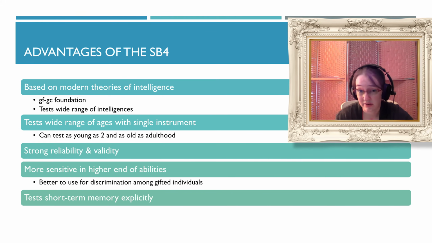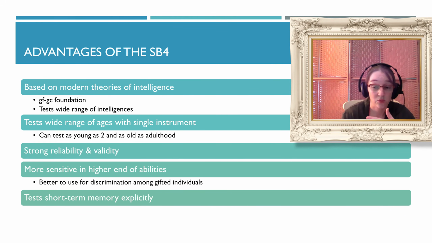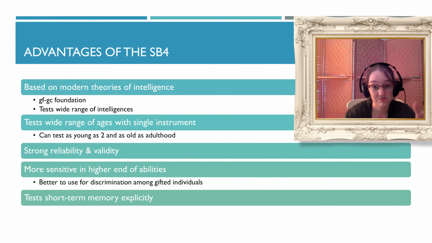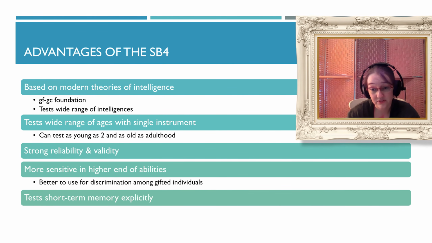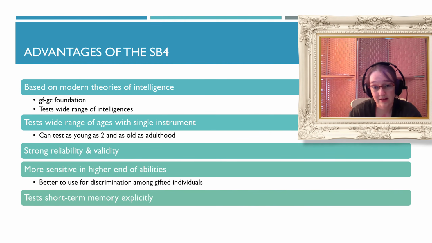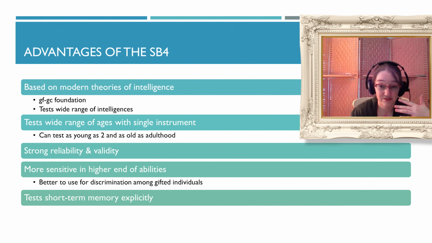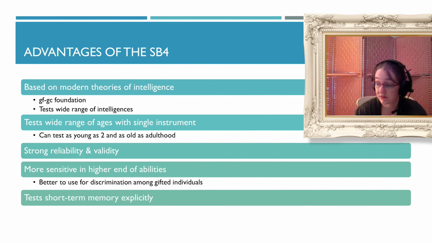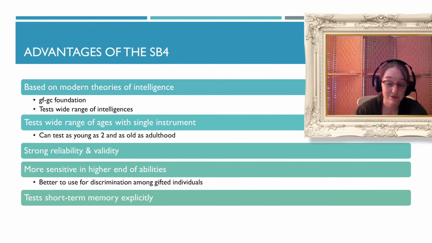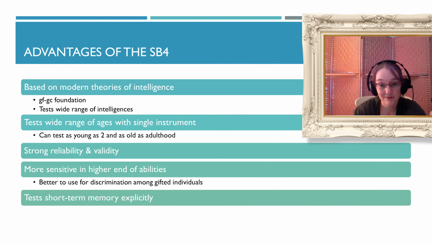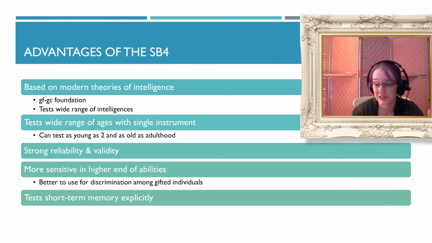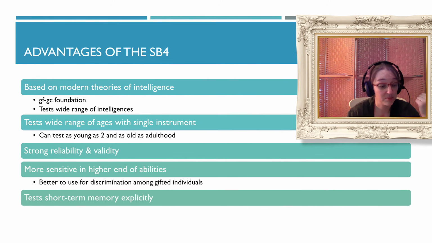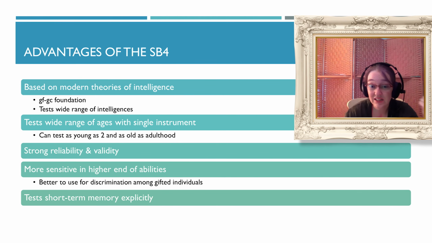It's based on modern theories of intelligence. It tests a wide range of content areas, and it has aspects of both crystallized and fluid intelligence. It allows you to test a wide range of ages, as young as 2, as old as adulthood. The cutesy joke is ages 2 to 200 or something. It's got really strong reliability. We're talking 0.97, which is great. It's one reason why a lot of people love doing research on intelligence, because it is really reliable.